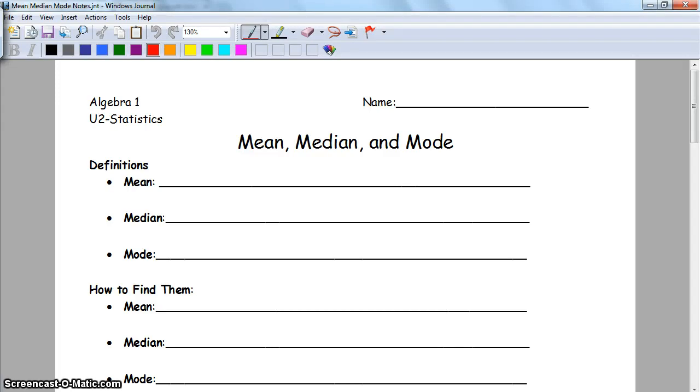Alright, so today with statistics we're going to do mean, median, and mode. Many of you are probably familiar with these terms, but just in case you're not, or just a review, mean, of course, is the average. Mean is just another name for average. Median. Median is the middle entry.